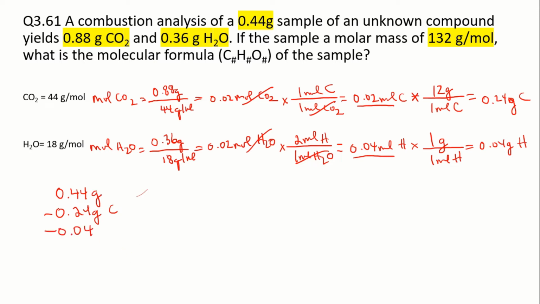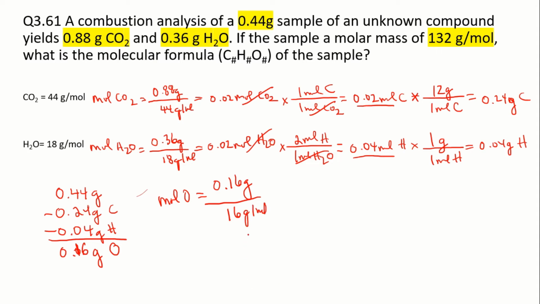And I apologize, I'm not sure why there's such a large lag in the pen today. But I'll subtract all of those amounts to see that I've got 0.16 grams remaining, and that should be the mass of oxygen. So now I need to find moles of oxygen. I've got 0.16 grams of oxygen. The molar mass of oxygen is 16 AMU, so 16 grams per mole. So I have 0.01 moles of oxygen.